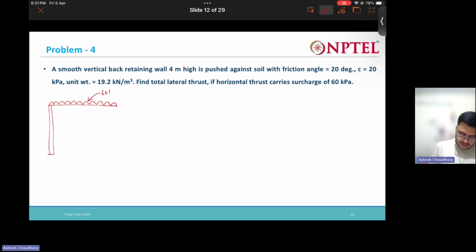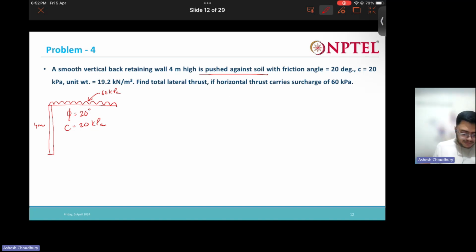So we have a surcharge of 60 kPa. Okay, this is 4 meter and phi is 20 degrees. So you can see the smooth vertical wall is pushed against soil. This is the wall, this is the soil. The wall is pushed against the soil. Okay, that is passive condition.